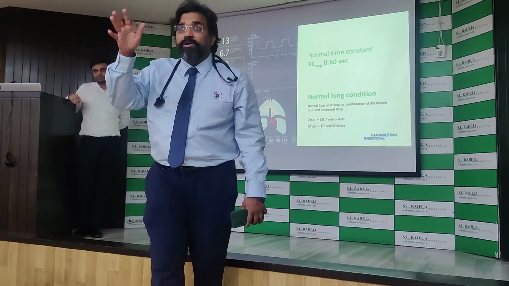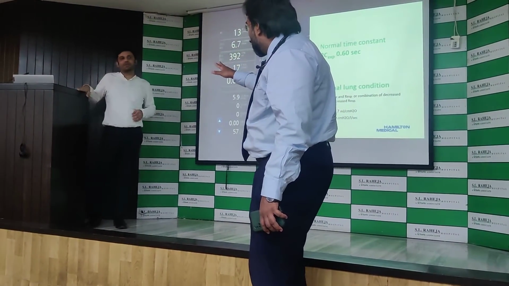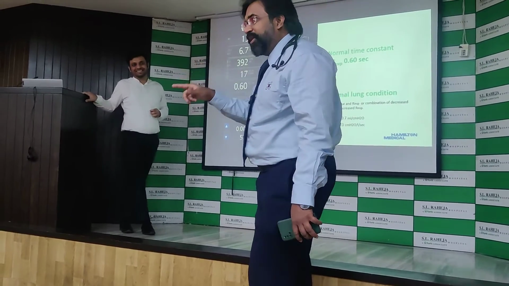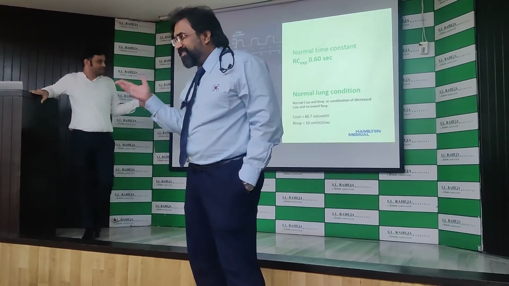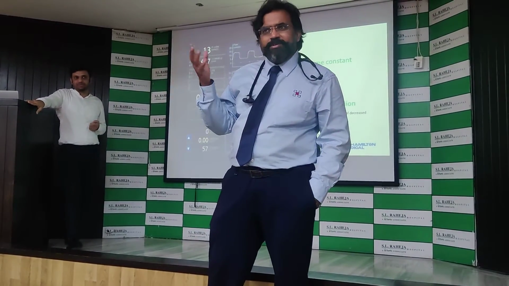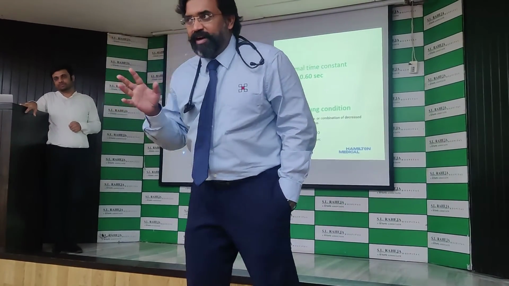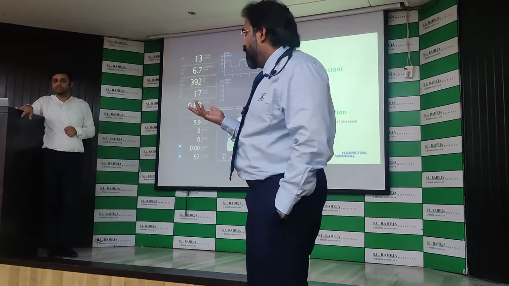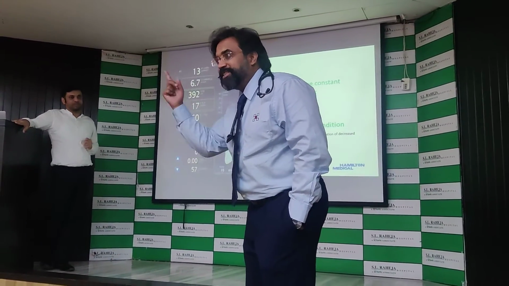You are understanding? So the normal time constant is not 0.6. The time constant is 0.1 to 0.2 seconds. I don't require more than that to inflate and deflate my lung to 63%. But I don't want 63%. How much do I want? 97%. I want 90 plus percent.